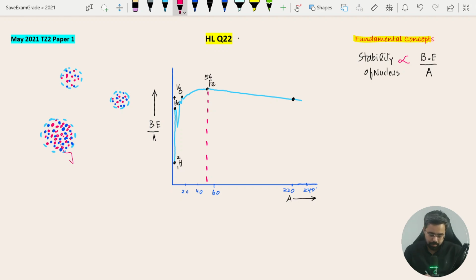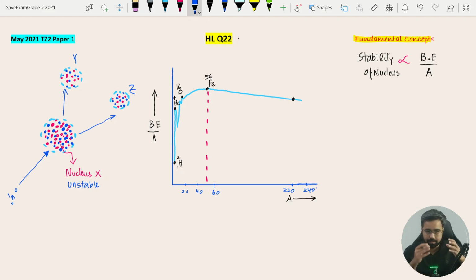This is a nucleus X which is unstable, and if a slow moving neutron hits it at a certain energy, it will be absorbed into this nucleus and destabilize it. It is already unstable, but it will break into two fragments, let's say nucleus Y and nucleus Z, which are smaller, though comparable in proton and nucleon number to the nucleus X.